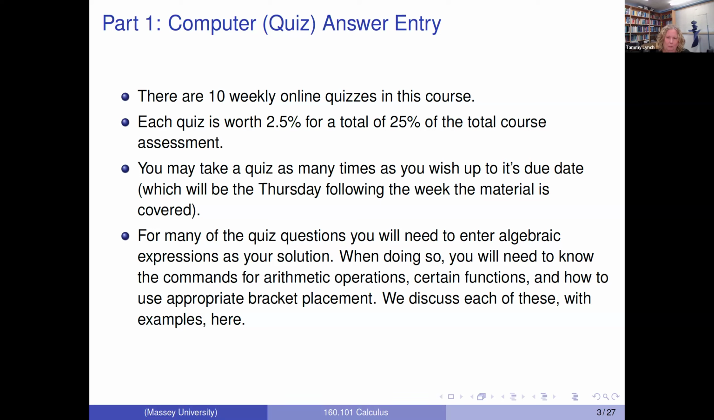For most of the questions in your quizzes, you'll need to enter algebraic expressions for your solutions. To do so, you need to know what the commands are to enter those into the computer. You'll need to know all your arithmetic operations, your functions, how to use appropriate bracket placement, and all of this is what we're going to discuss in this video.